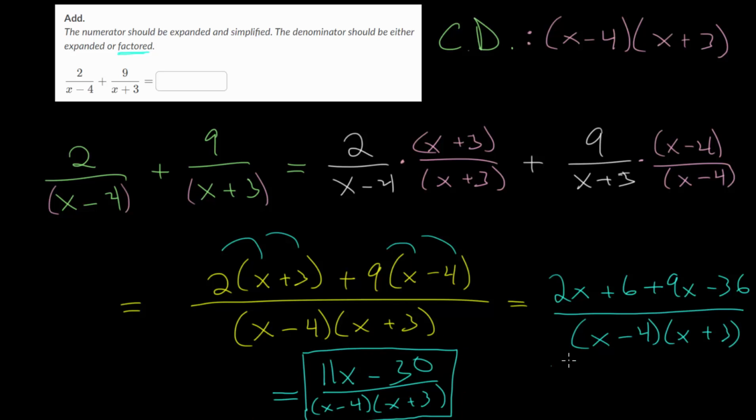And if you wanted to go one step further, which the question doesn't ask for, you can recognize that x cannot be 4 or negative 3 since those values would lead to division by 0, which is undefined. But like I mentioned, the question doesn't explicitly ask for that. It just asks us to add these together and simplify it.